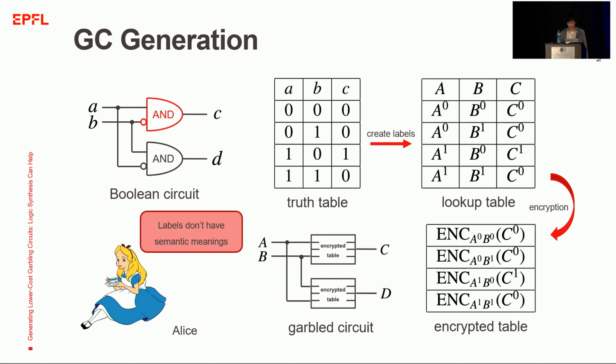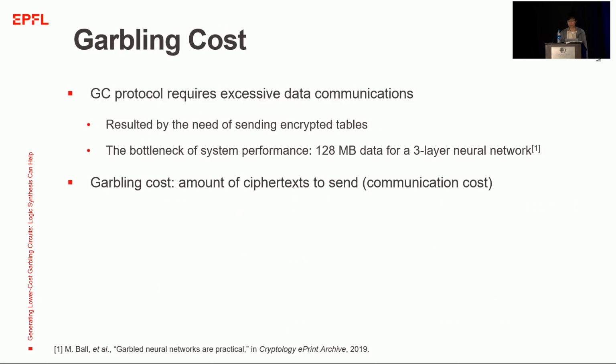By creating encrypted tables for all logic gates in the Boolean circuit, Alice generates a garbled circuit, which is then sent to Bob for evaluation. This corresponds to an excessive amount of data communication, which has become the bottleneck of realizing large scale, low latency, and energy efficient MPC. For example, secure neural network inference is an emerging application scenario of MPC. According to a relevant publication in 2019, garbling merely a three-layer neural network can already result in 128 megabytes of data communication. Hereafter, we term this communication cost as garbling cost.